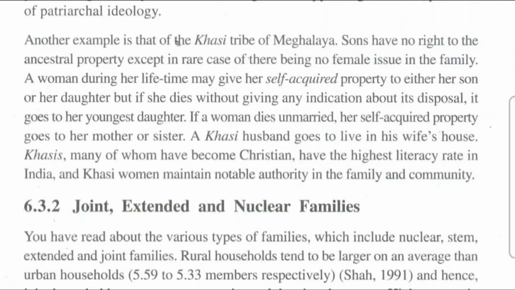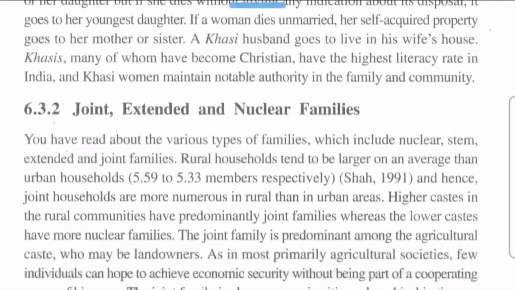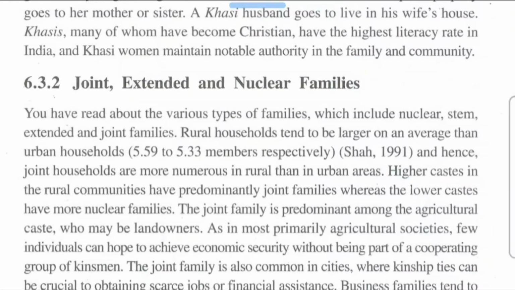If a woman dies unmarried, her self-acquired property goes to her mother or sister. A Khasi husband goes to live in his wife's house. Khasis, many of whom have become Christian, have the highest literacy rate in India, and Khasi women maintain notable authority in the family and community.